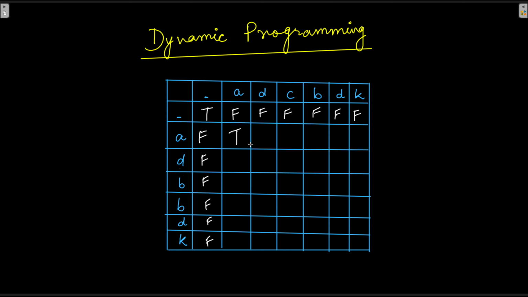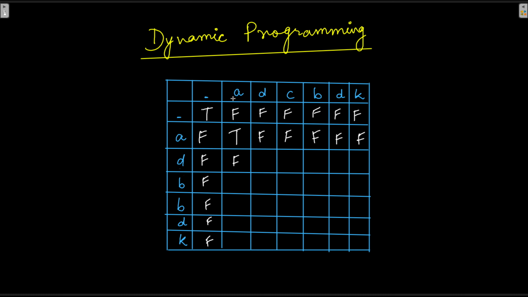What about D? D and A are not the same. So I would say F. Same is the case for C and A. F, F, F, F. Now let us check whether A is a match for AD. A is not a match for AD because D and A are two different characters. So if they are different, then it cannot be a match, right? So I'm going to write F here.